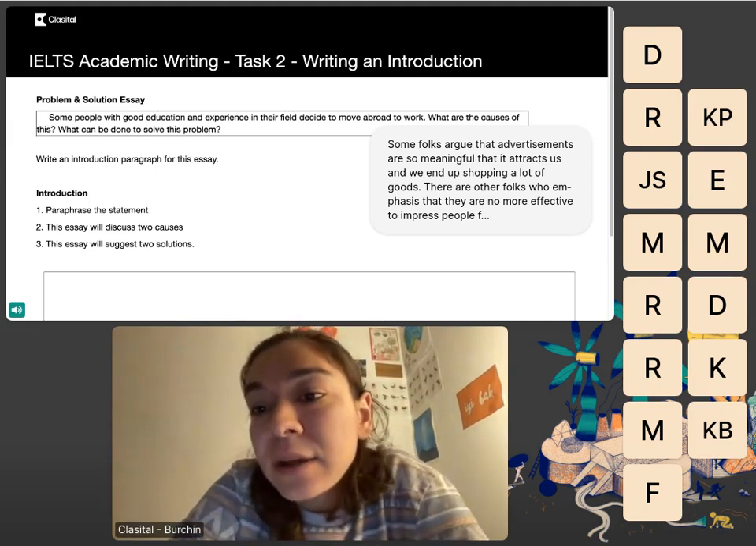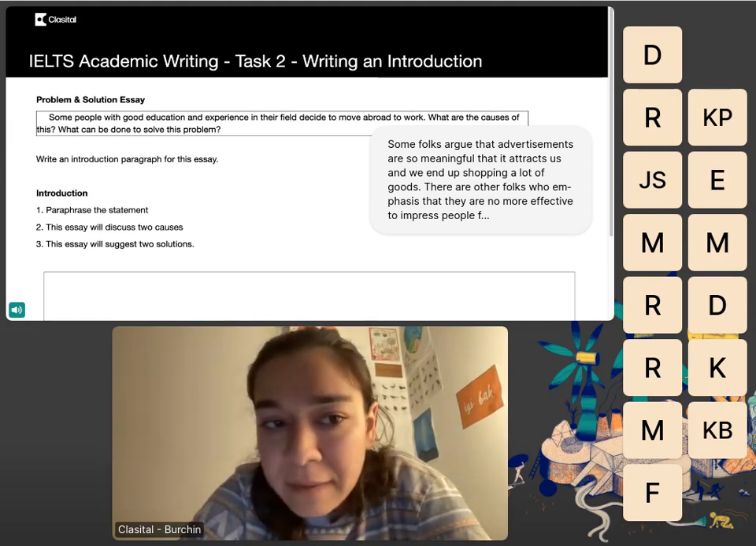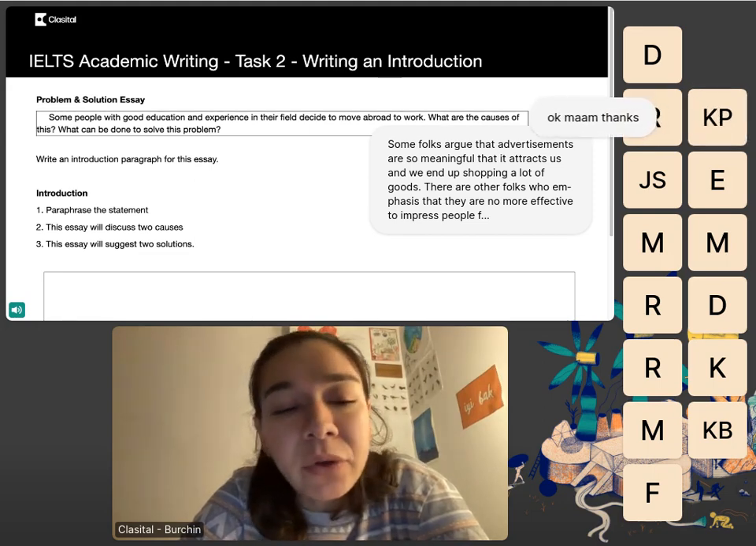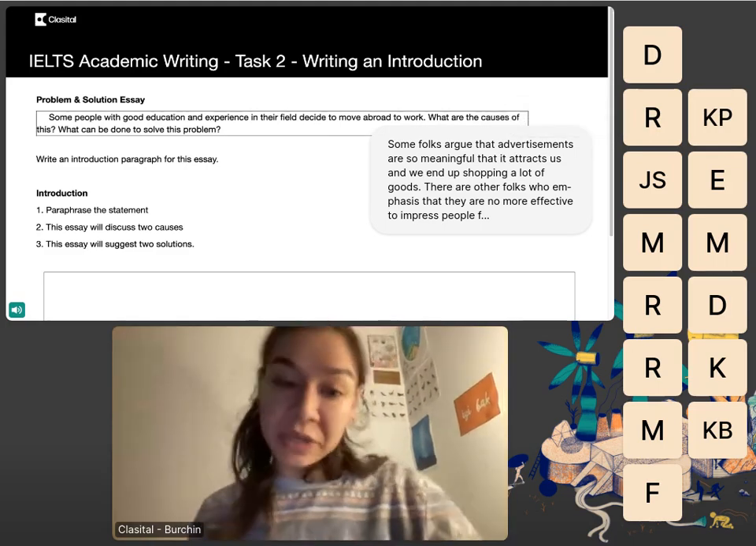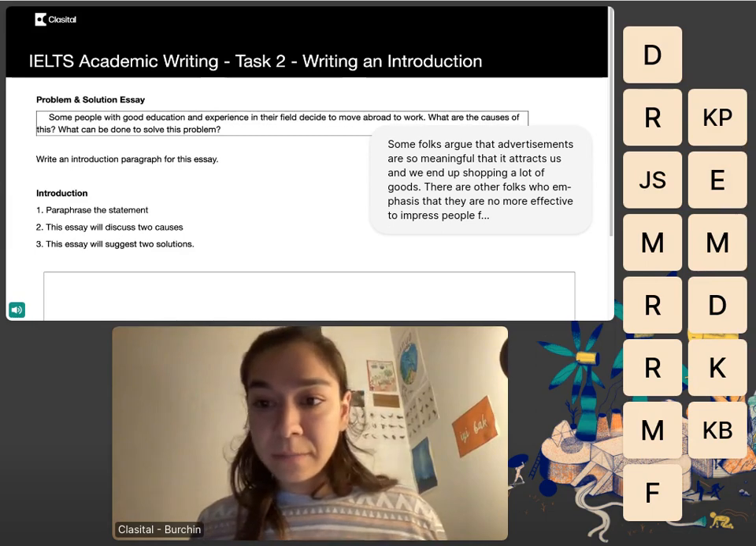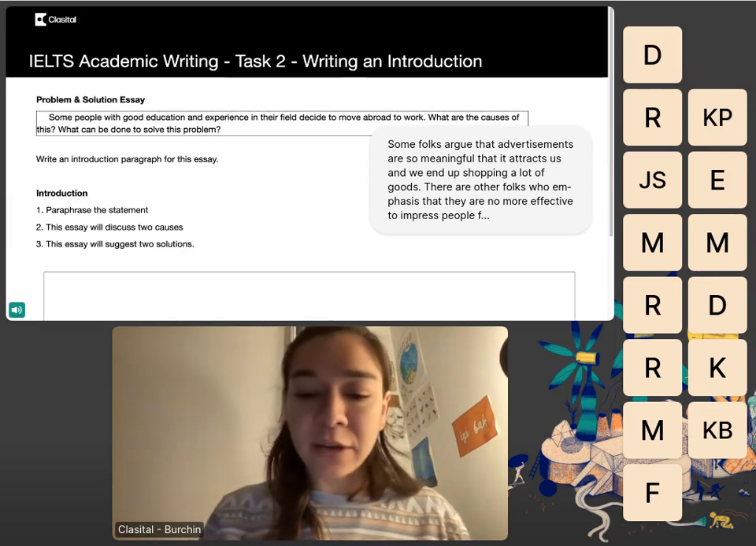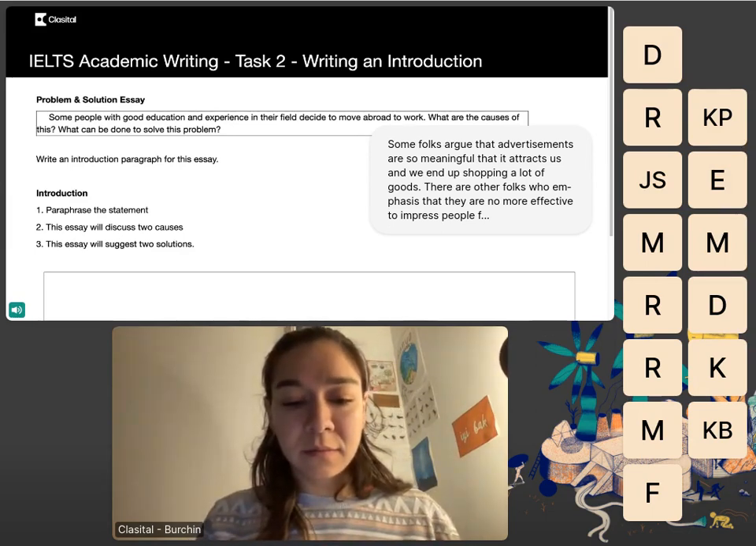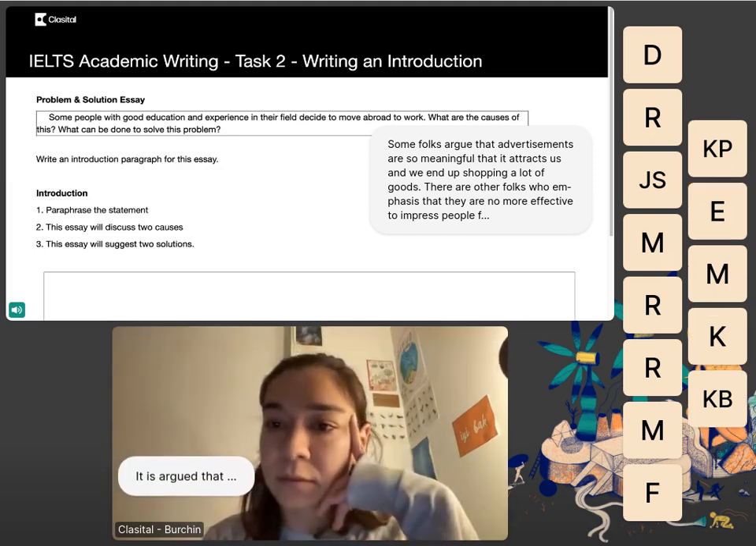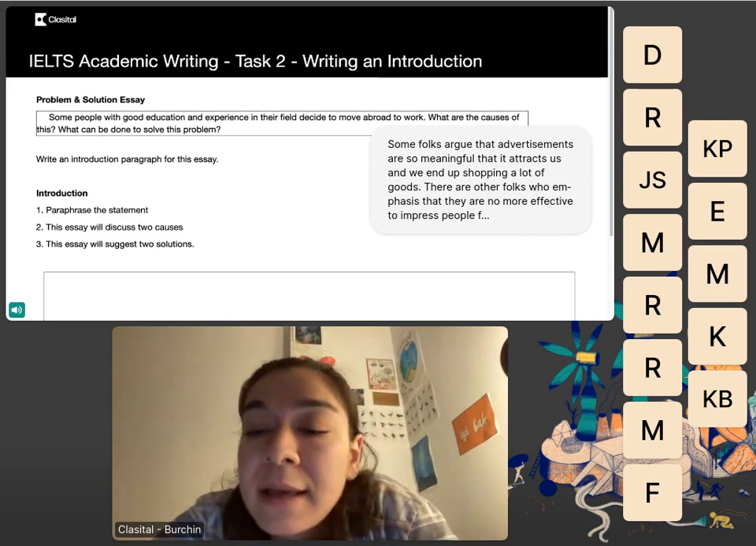Jayapal says that some folks are good at. Okay. You can use "for" to change the structure too. You can say, "It is argued that," then you can continue. For example, some folks are good at advertise.